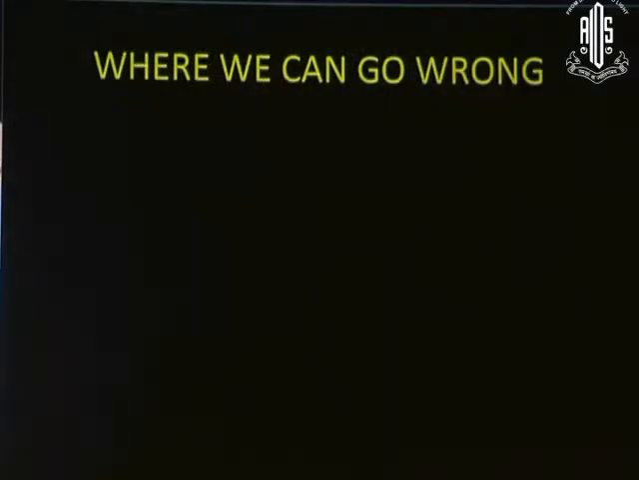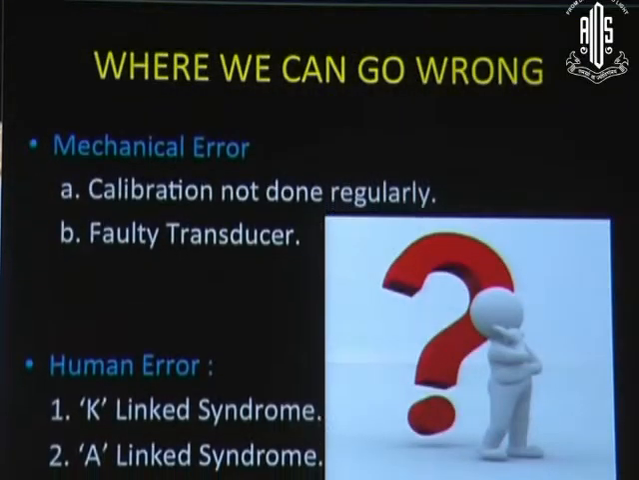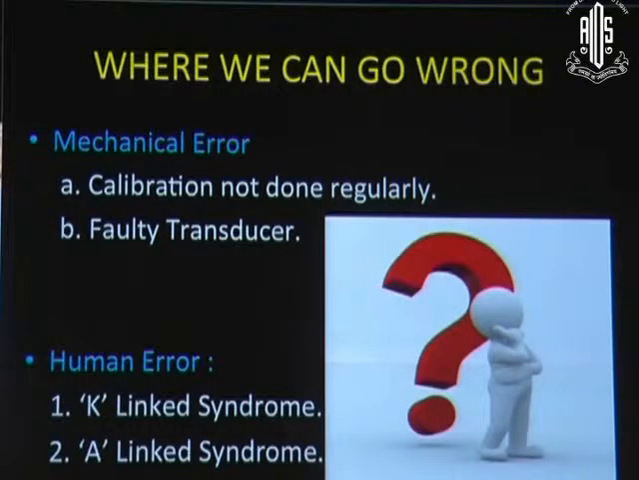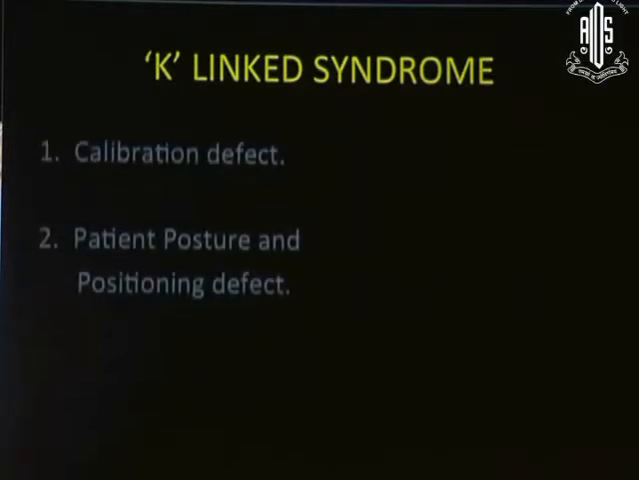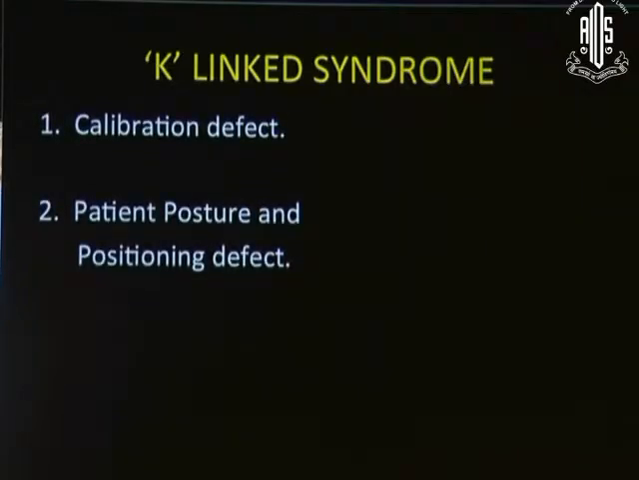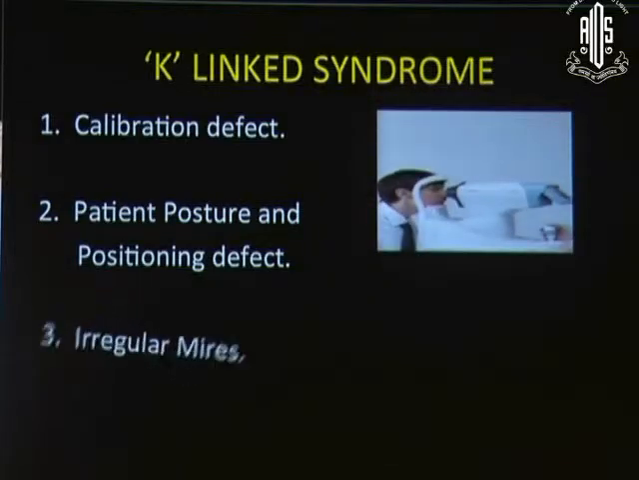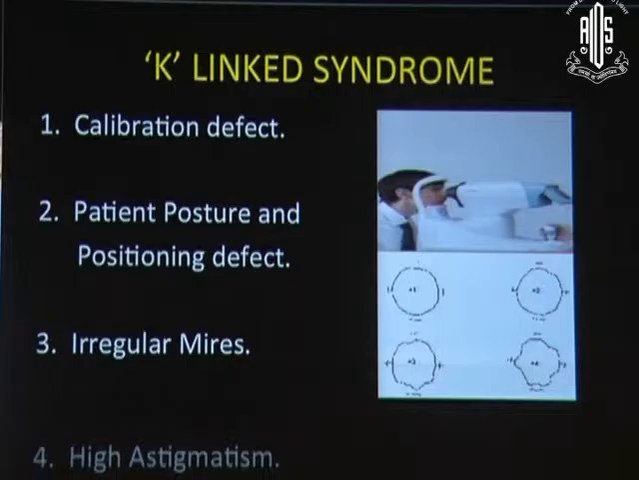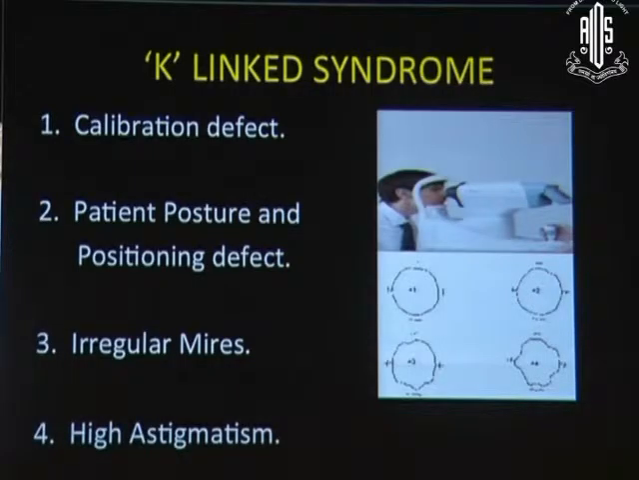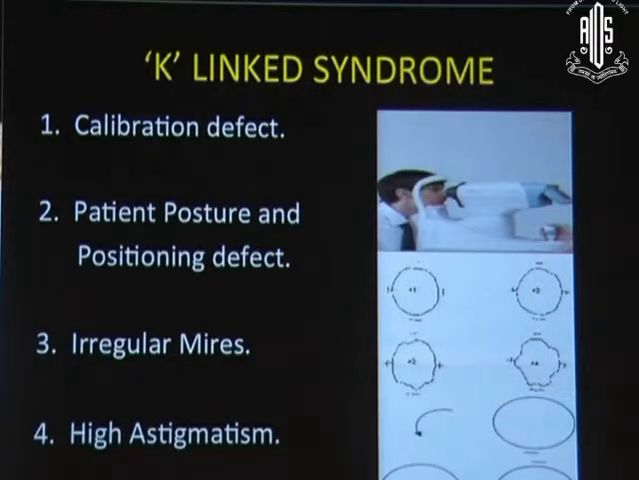Where can we go wrong? So let's form a checklist. Mechanical errors: calibration not done regularly, faulty transducer, and human errors. Let's call them K-linked syndrome and A-linked syndrome. So what is a K-linked syndrome? Again, the calibration is defective, patient posture and positioning is defective. Irregular mires are there, and very high astigmatism. So these form the K syndromes.